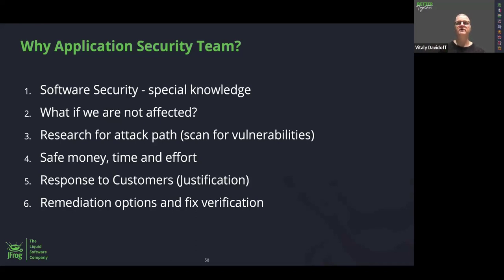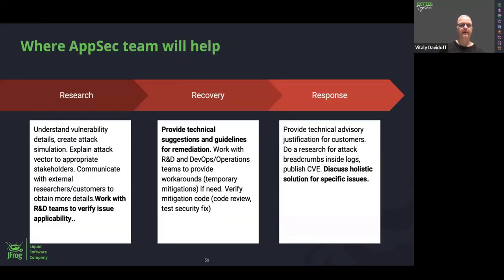And the application security team can actually verify this fix, that this fix should be correct. So if I'm summarizing the three main steps here about the research, recovery, and response phases, we need the application security team to understand vulnerability details because it's software, it's not the network or some kind of infrastructure security. We need to explain the attack to appropriate stakeholders because we are now waiting. We are not opening the incident response process. We are waiting for the AppSec team to provide us the answer if we're affected or not.